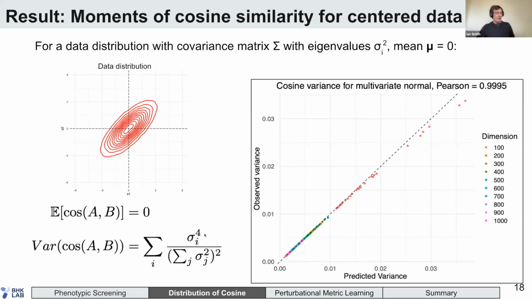And this is a simulation where we sampled data from a variety of eigenvalue distributions. The theoretical variance, according to this formula, is here on the x-axis, and the empirical variance, where you just sample points from this distribution, calculate cosine similarity, and calculate the variance, is on the y-axis. And as you can see, there's very good agreement. This is an asymptotic approximation, so it does break down somewhat as the dimension gets small, but it still does a pretty good job capturing the variance of cosine similarity.